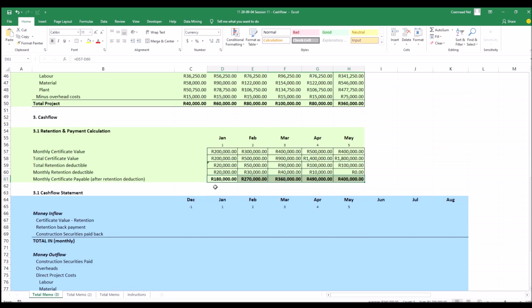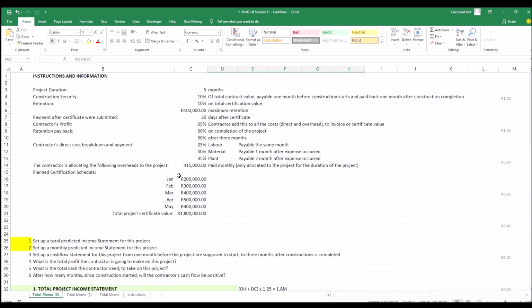But we know now that the money I get in, the certificate value, does not just come in the first month. There's another piece of information that I need to look at here. They say the certificate is paid 30 days after the invoice. Let's call it the certificate. So that means I'm only going to get the money for the work I've done this month next month.